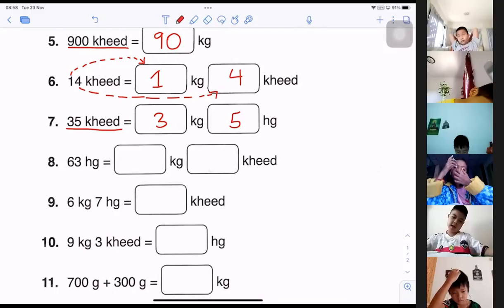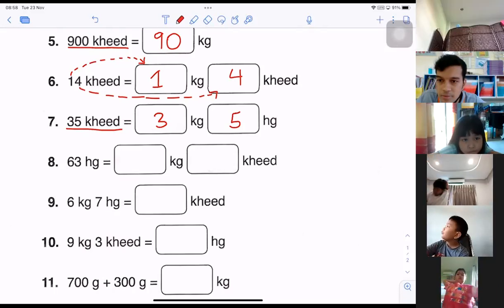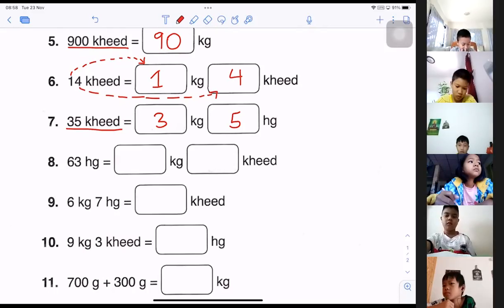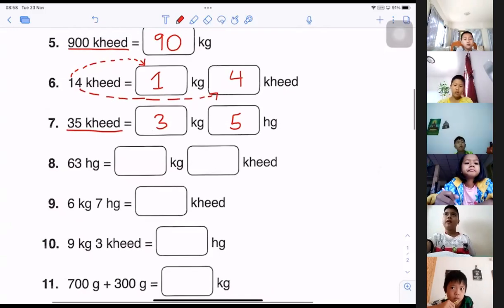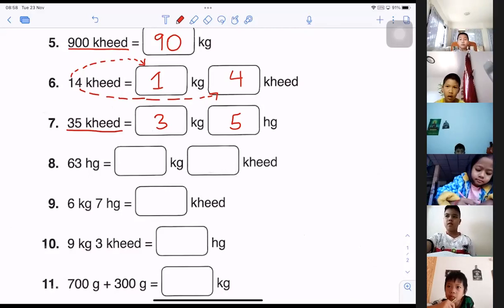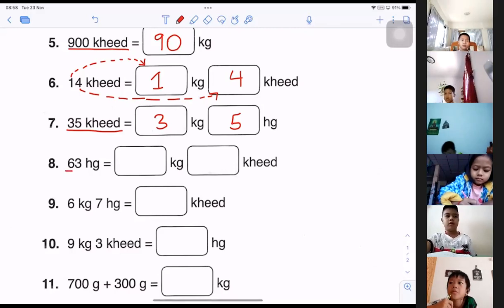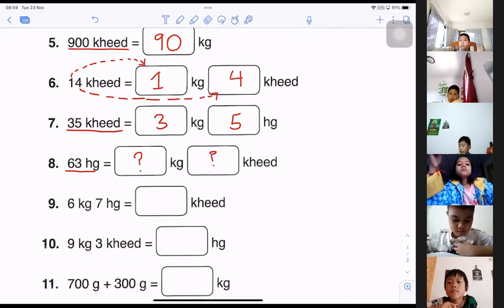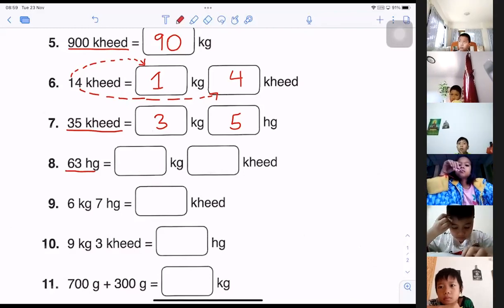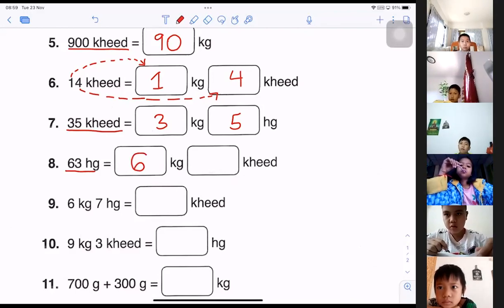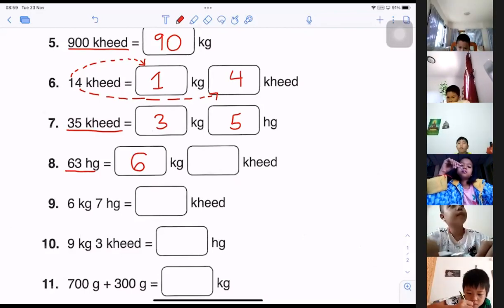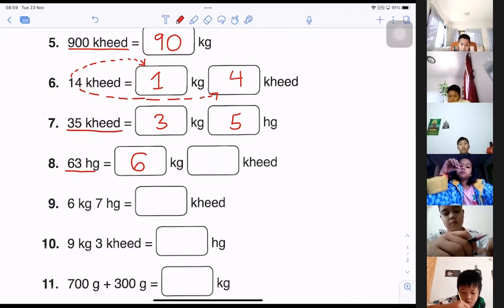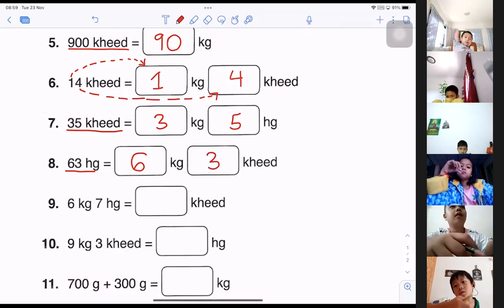Some of you already finished number seven. Number eight, do it by yourself. We did this yesterday, okay? We also did number eight. 63 hg is equal to how many kilograms and how many hg? Okay, do it by yourself. Oh, you finished already. How many kilograms, students? I cannot hear you. 6 kilograms. How many hg? 3. Okay, 3 hg. Very good.